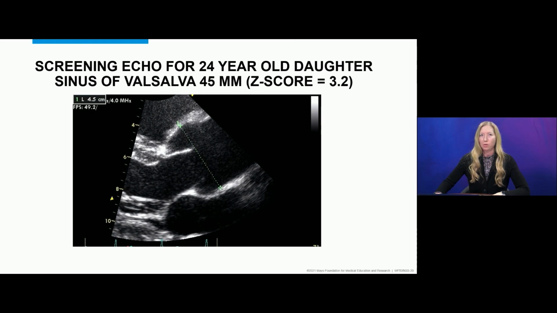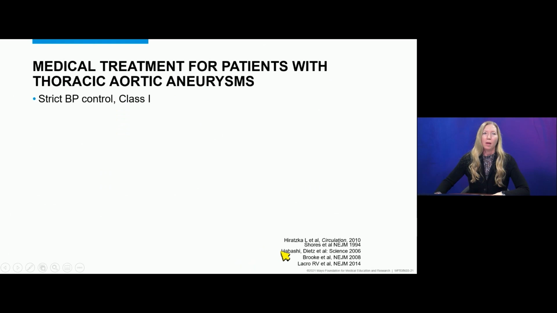So we referred her for a screening echo, and you can see here her sinus of Valsalva measures 45 millimeters, so that's a Z-score of 3.2. So if you remember from our Ghent criteria, positive family history plus a Z-score greater than 2. So this patient now also meets criteria for Marfan syndrome. So our next step with her was to refer her for an MRA, which confirmed that our diameter was accurate. So now we have to treat the patient.